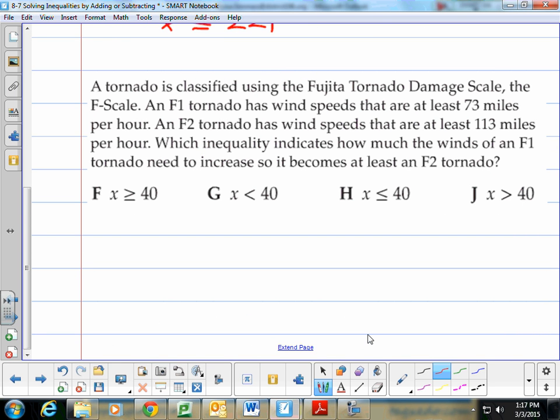One more example. A tornado is classified using the Fujita tornado damage scale, the F scale. An F1 tornado has wind speeds that are at least 73 miles per hour. An F2 tornado has wind speeds that are at least 113 miles per hour. Which inequality indicates how much the wind speeds of an F1 tornado need to increase to become an F2 tornado? So you think, yeah, 73 plus how many?